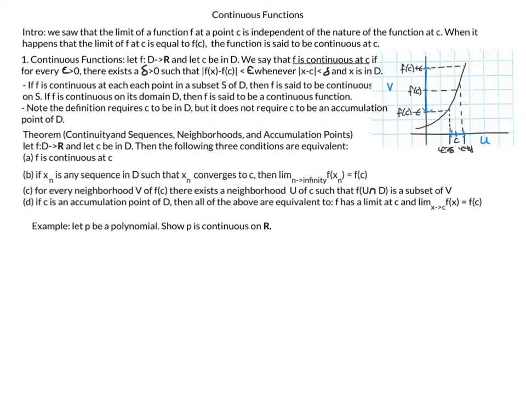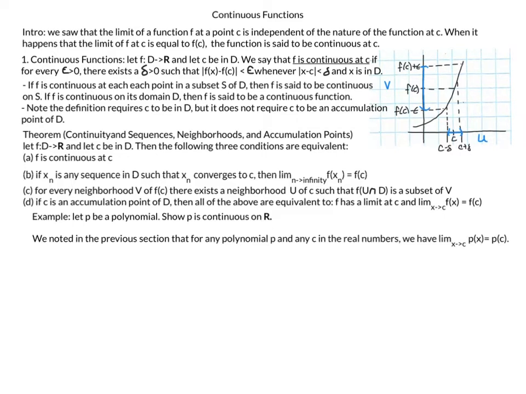Our first example: let P be a polynomial. Show P is continuous on R. We noted in the previous section that for any polynomial P and any real number c, the limit as x approaches c of a polynomial in x is equal to, and we could just plug in the c, P of c.